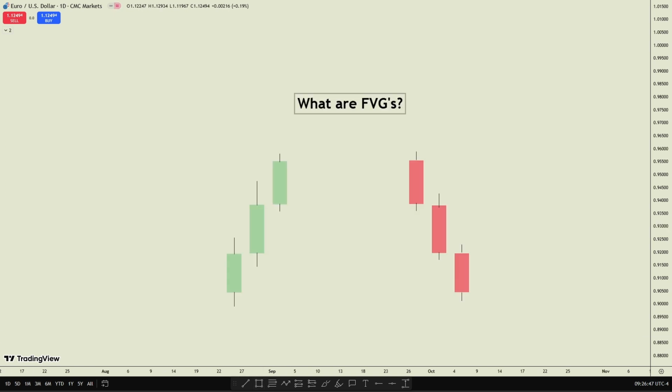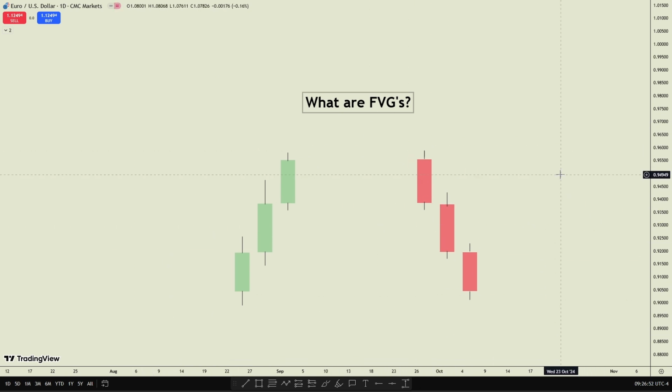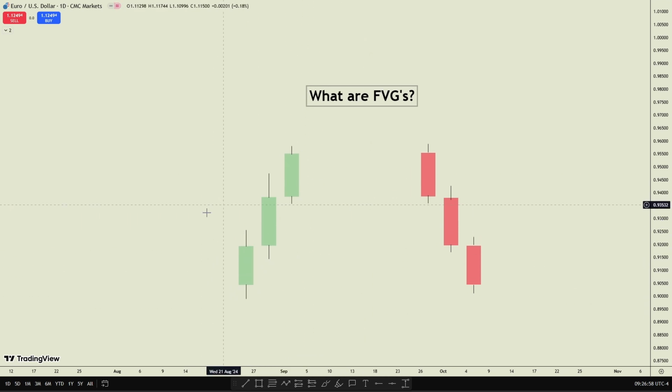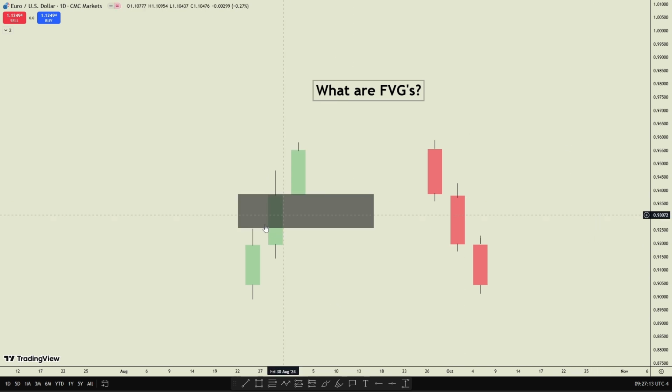Okay, so what I have right here is a bullish trend and a bearish trend. Now, fair value gaps are formed from a 3-candle structure. So as you can see, we've got 3 candles right here, and there is a gap being left in between right here. As you can see, there is no wick invalidating this wick here, and there is a gap in the middle. Now, if this body was down here, as you can see, there is no gap.